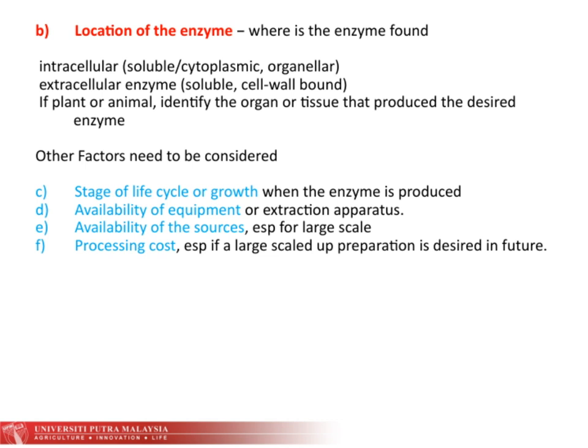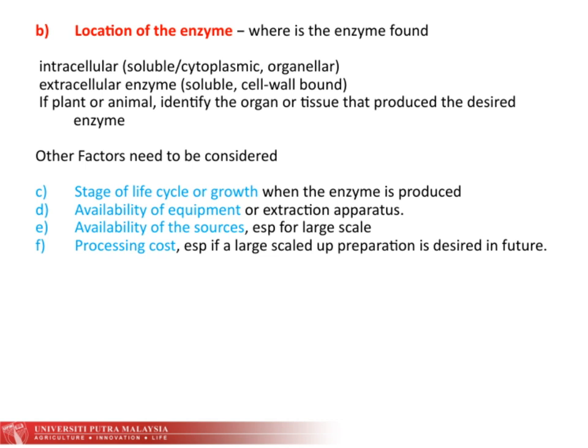But of course, there are other factors we need to consider when choosing an enzyme source. For example, the stage of the organism's life cycle or growth phase when the enzyme production is at its peak. Knowing this helps optimize yield. We also need to think about the equipment and extraction apparatus available. Some enzymes require specific conditions or tools for extraction, which can influence our choices.